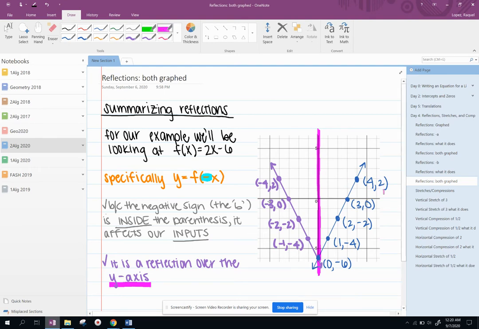So this point right here, 4, comma 2 becomes negative 4, 2. 3, 0 becomes negative 3, 0, and so on and so forth.